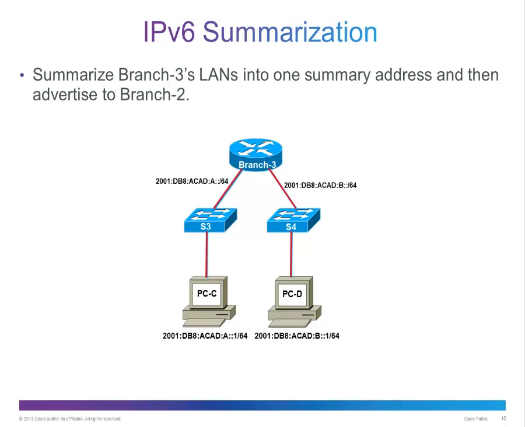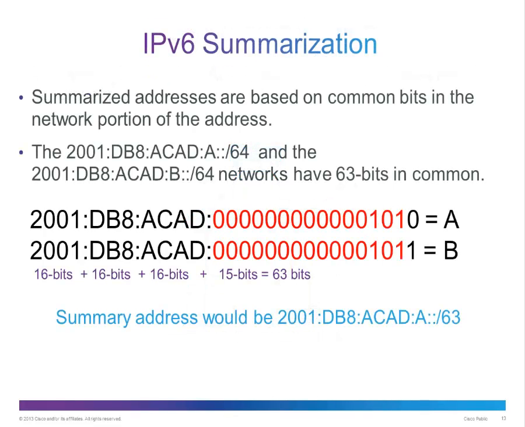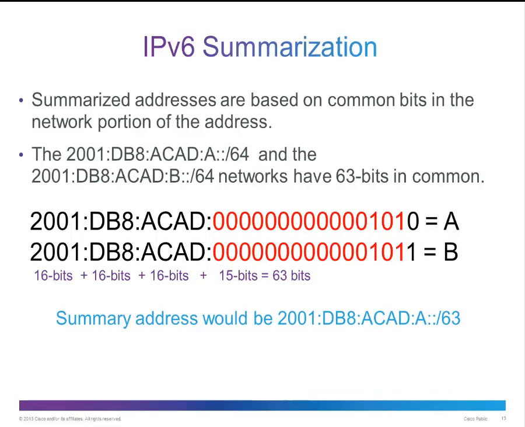Now we're going to summarize branch 3's LANs into one summary address and then advertise it to branch 2. Summarized addresses are based on common bits in the network portion of the address. These two networks have 63 bits in common. As you can see, they have 16 bits in common in the first 3 hextets and 15 bits in the 4th hextet, giving you 63 bits in total. Therefore, the summary address would be 2001:db8:acad::/63.